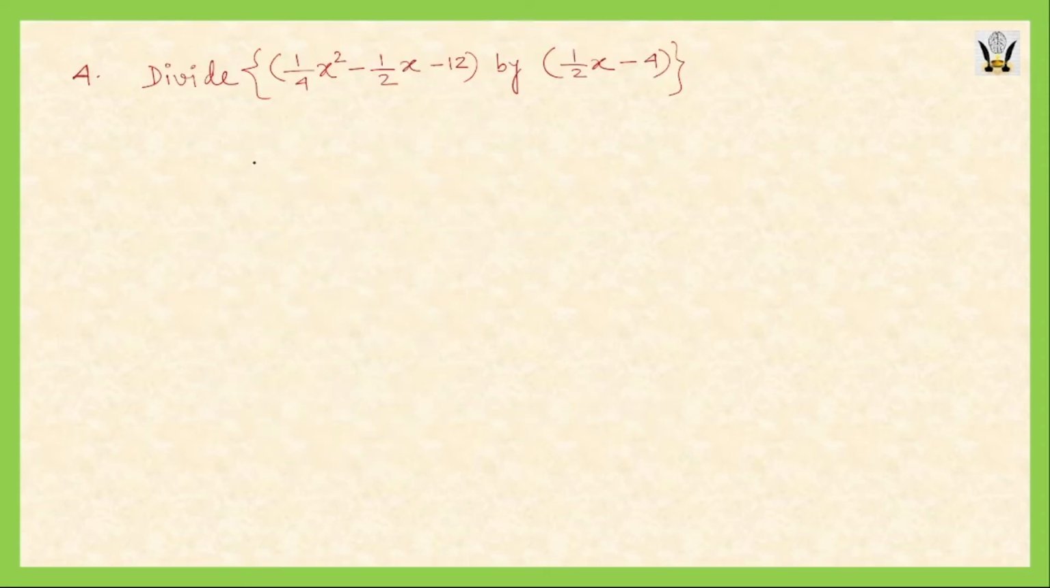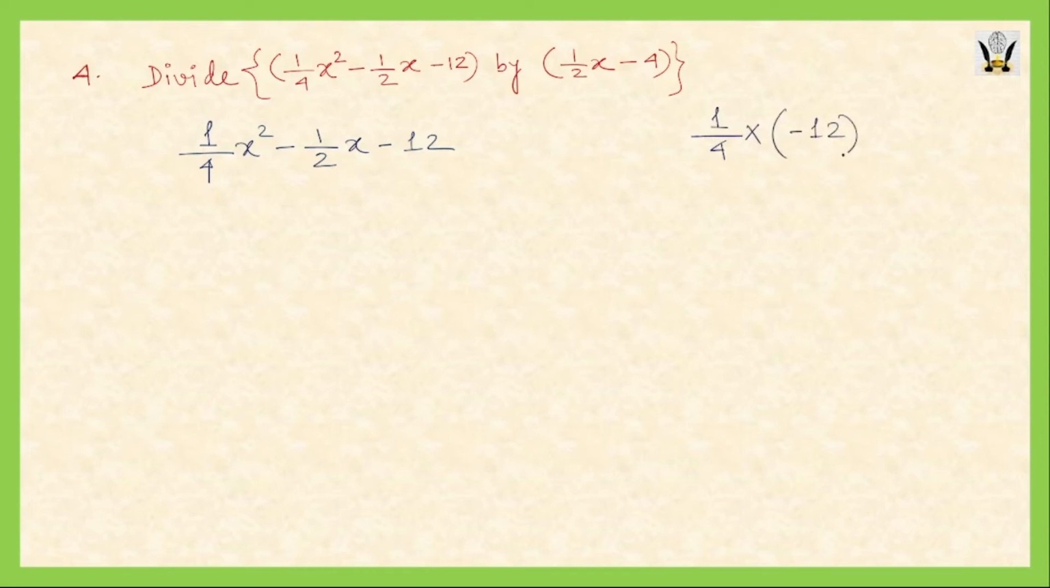Now the next problem is also about division using the factorization method. So let's factorize the dividend. Again we can see this is a quadratic algebraic expression, so we will follow the rule that we have seen for the first and second problems. Here the coefficient of x square, which is 1 by 4, is multiplied by the constant coefficient, which is minus 12, and the result of multiplication will be minus 3.